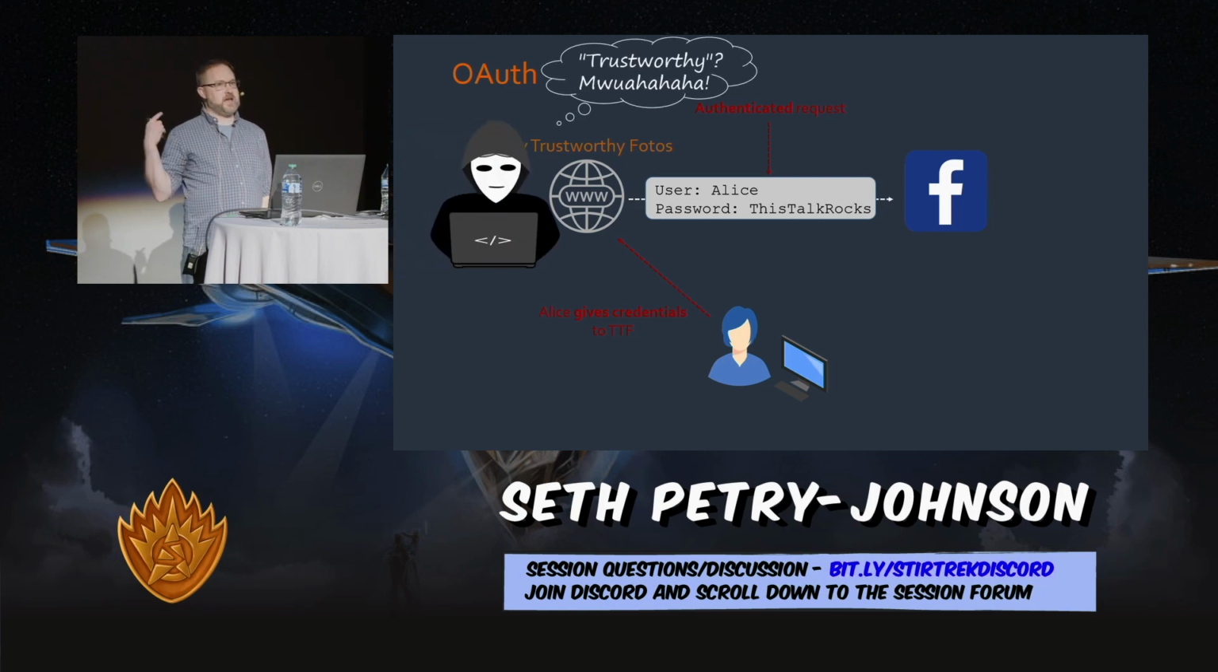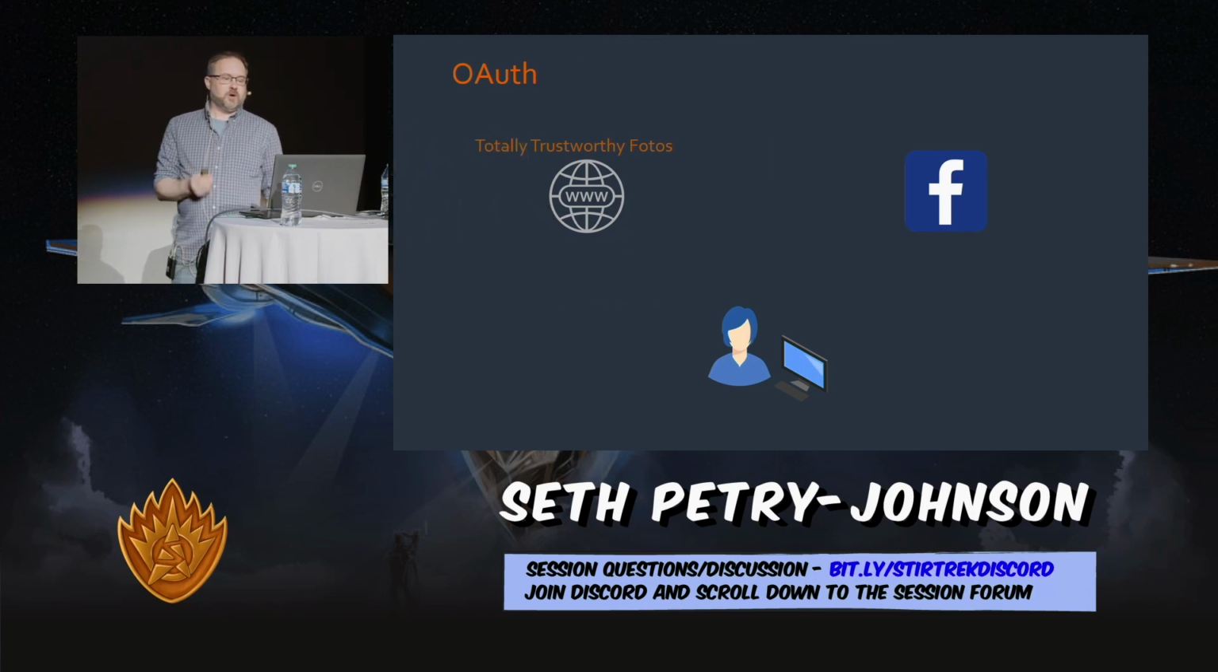But what if TTF isn't trustworthy, right? They now have access to her primary Facebook password. They can do all kinds of bad things with that. This is why we don't want a third-party system making an authenticated request as Alice. So OAuth addresses that scenario by providing a system for delegating authorization to a third party.